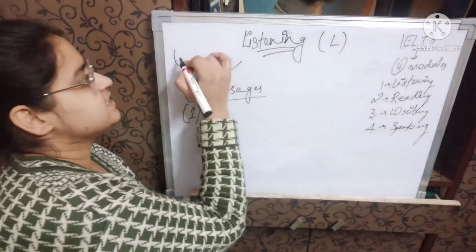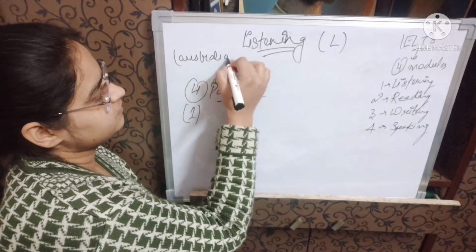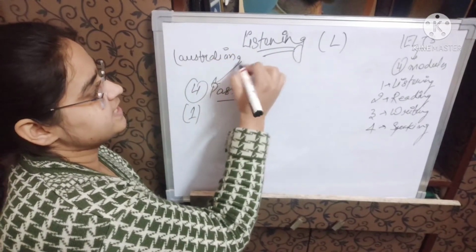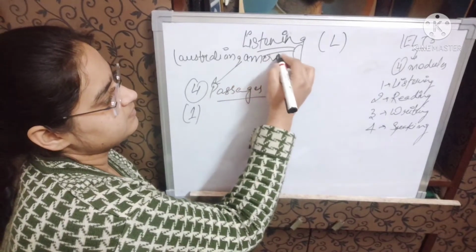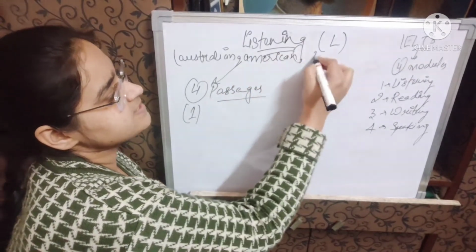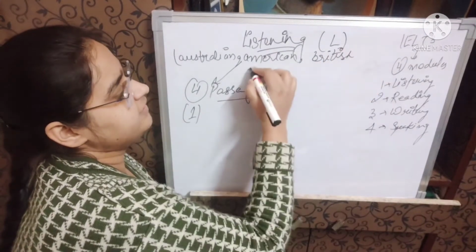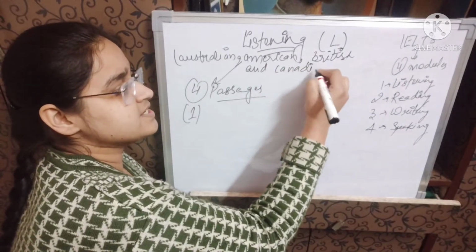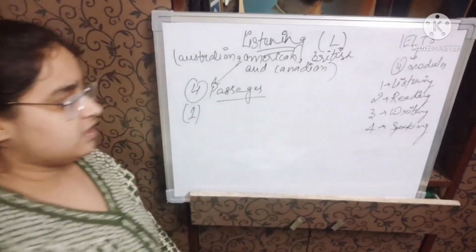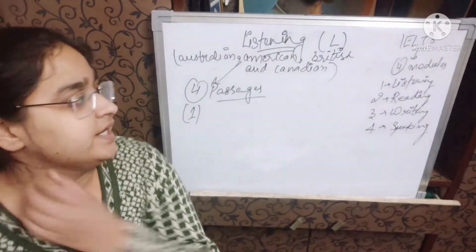The first accent is Australian. The second is American. The third is British. And the fourth is Canadian. The Canadian accent is now introduced in the listening exam. Earlier it was not there.